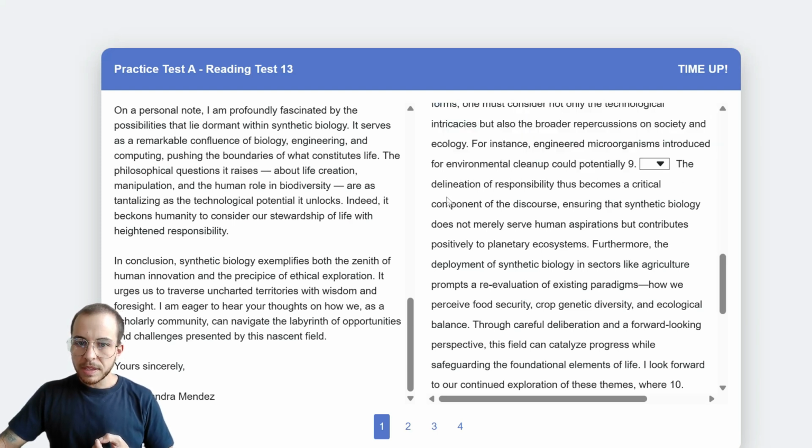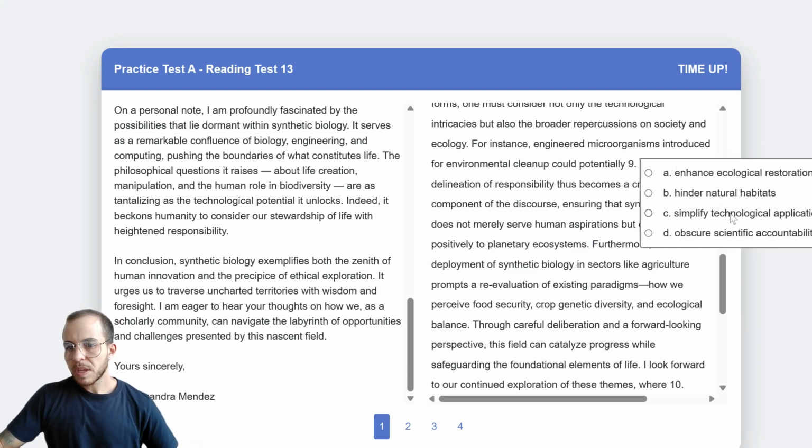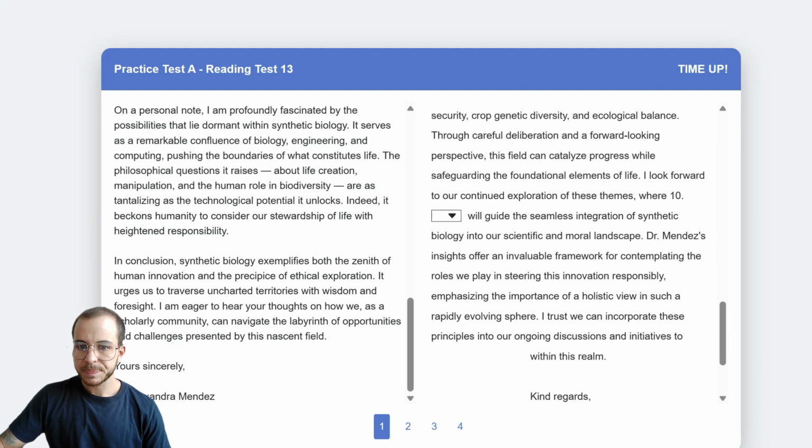Let's read on. The delineation of the responsibility thus becomes a critical component of disclosure, ensuring the synthetic does not merely serve human aspiration, but also considers the ecosystems. Okay, so number 9 should be something negative because she or he goes on to talk about how what they do in the environment must balance the ecosystem. It must maintain good ecosystems. So actually, we're going to go with hinder natural habitats.